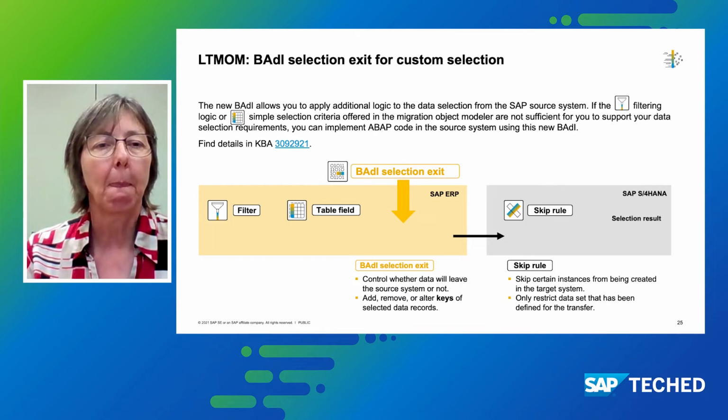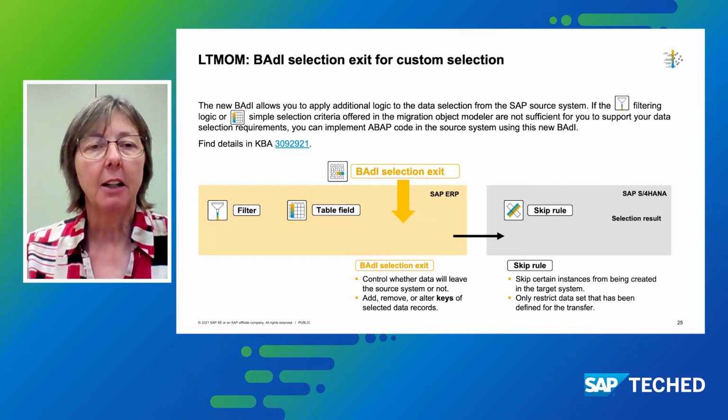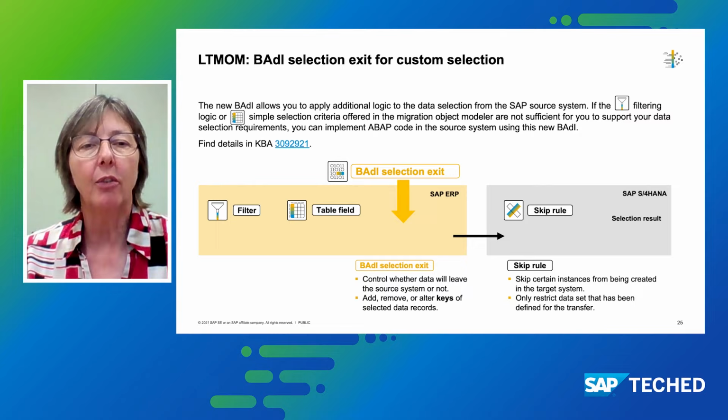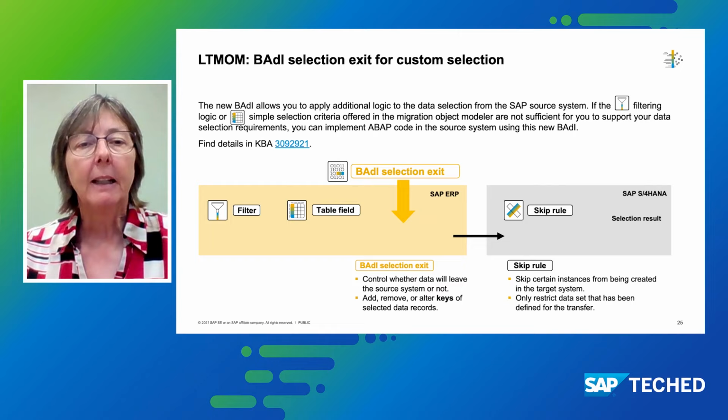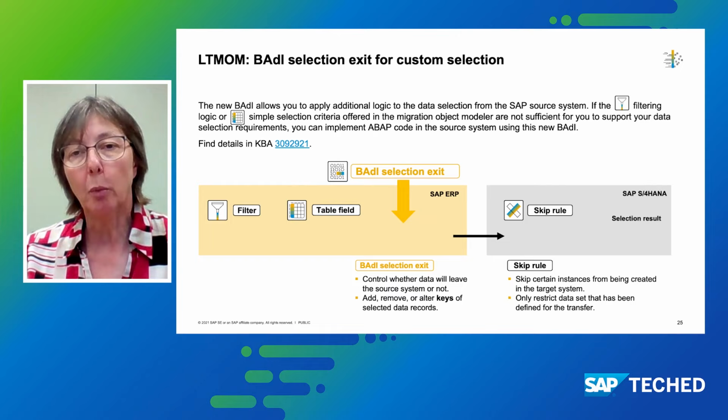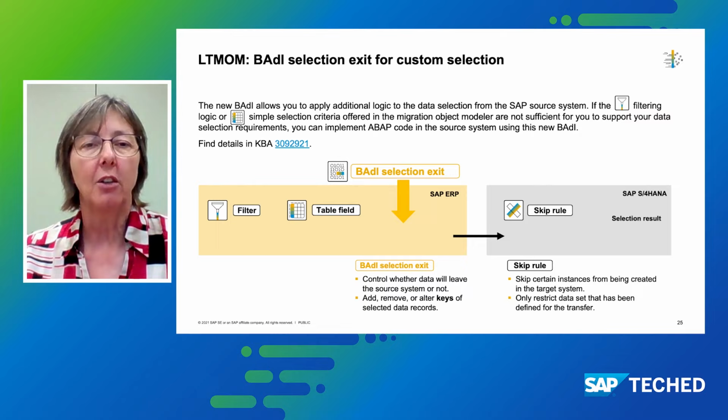So what is the difference between this selection exit and the skip rule? The skip rule was there already before. With the exit, you can control whether data will leave the system or not, and you can add, remove, or alter keys of selected data records. In comparison, the skip rule can only skip data records which have already been transferred to the cockpit, and it can only restrict the data set which has already been selected from the source system.